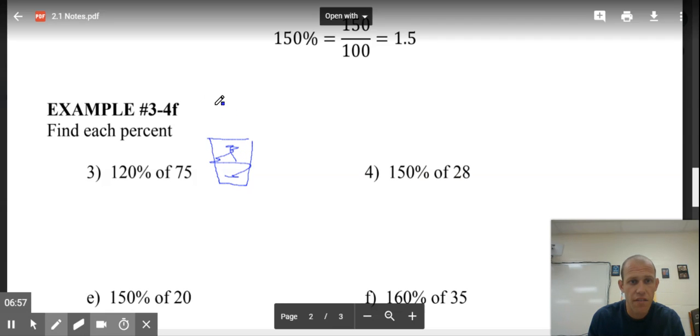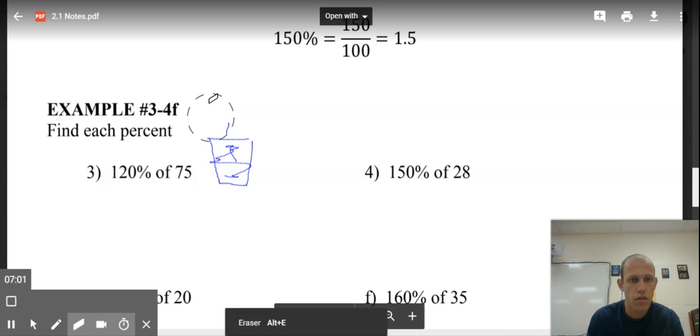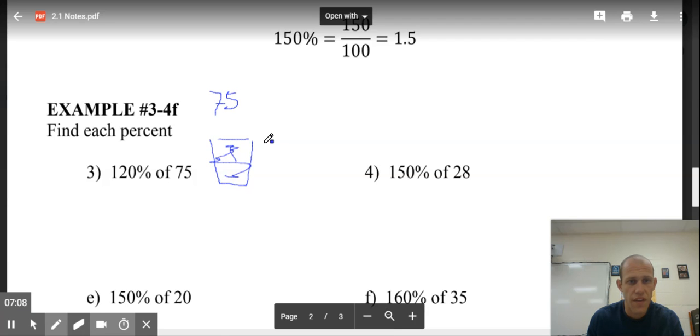So you have 75. Let's erase some of that. And then you have another bucket just like it, and you filled it up 20%. So you can do this a couple different ways, using the same methods we've used up there. Think of a percent that you know really well. Well, I really know 100% well. I know that 100% would be 75. Now I just got to figure out what 20% is.